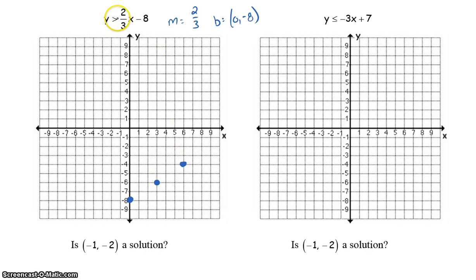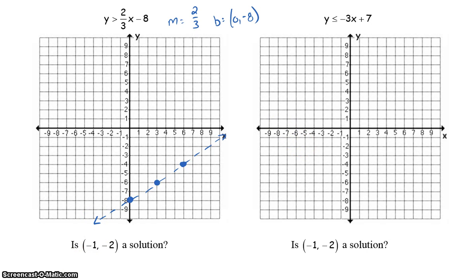Before I draw my line, I look at what my symbol is. Since this is a greater than symbol, it is not an or equal to. That's going to be a dashed line. Remember, I want us to use a straight edge, and I want us to draw this line all the way through the entire coordinate plane.